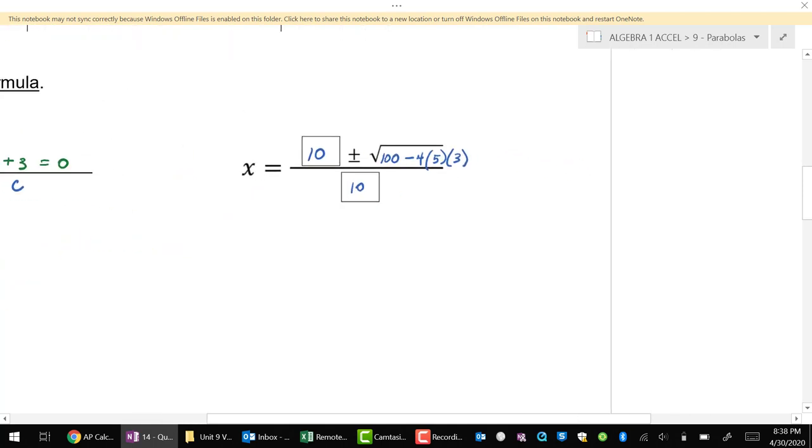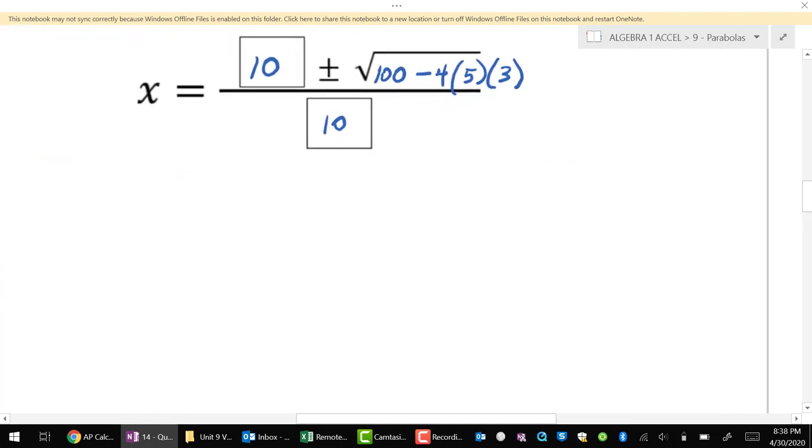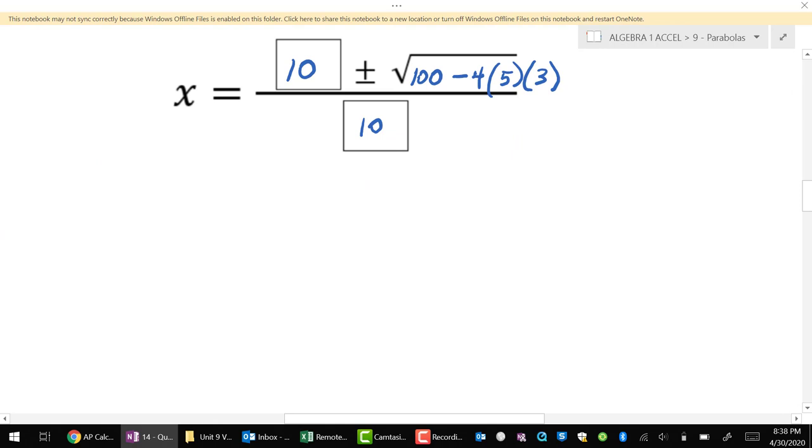All right, let's clean this up over here. There's my answer. It's just a matter of now using some algebra to simplify. So in the radical 100 minus, this is 4 times 5, which is 20. 20 times 3 is 60. So 100 minus 60 means in the radical I have a root 40. Solution, 10 plus or minus root 40, all over 10.